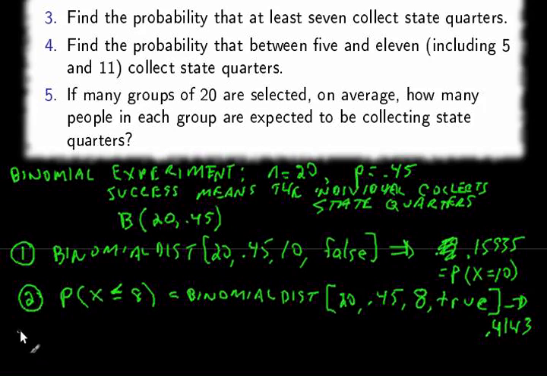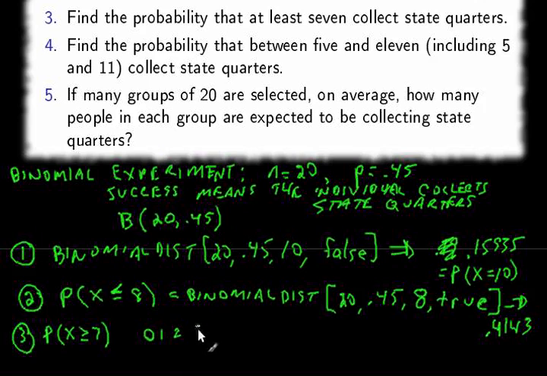Number 3. Find the probability that at least 7 collect state quarters. So here we want the probability that x is greater than or equal to 7. Now, the binomial cumulative probability will always count from 0 up to your number. So, in this case, we want to know the probability of 7 or more. So 7, 8, 9, 10, 11, 12, all the way to 20. But what we know is the probability that x is 20 or less is 1.